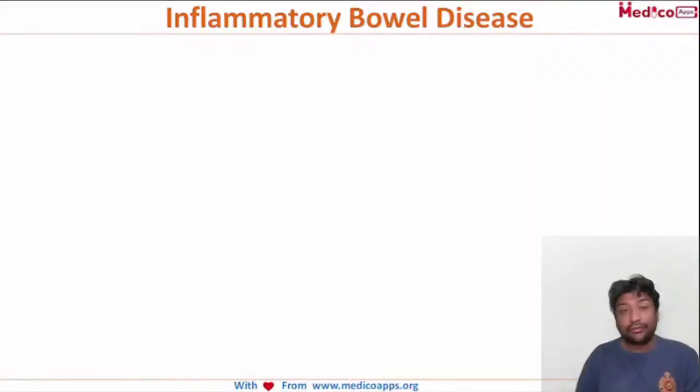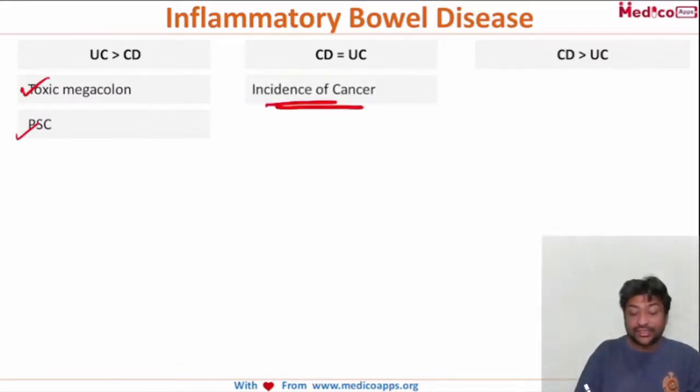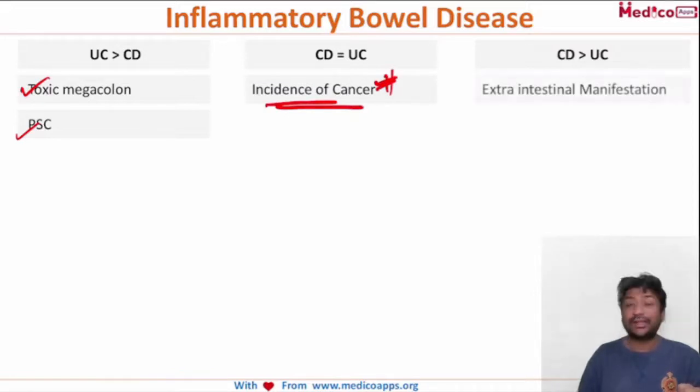As a comparative, if you remember, there are certain things which are more common in your ulcerative colitis, certain things which are more common in your Crohn's disease, and certain things which are equal in both. So when we talk about more common in your ulcerative colitis: toxic megacolon and primary sclerosing cholangitis. When we talk about equal instances, it is the incidence of cancer which is equal in both. When we talk about the conditions which are more common in your Crohn's disease, then extraintestinal manifestations will be more common in your Crohn's disease.